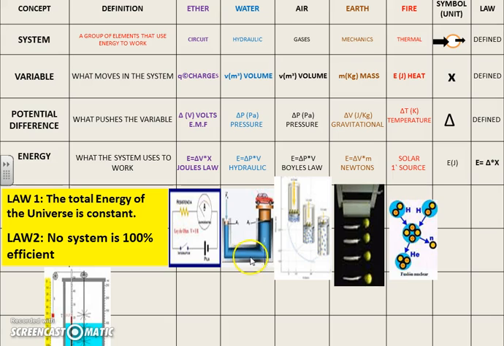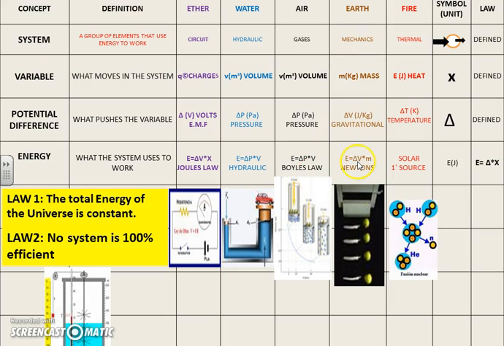There is hydraulic energy, for example, in a Pascal press, when there is a difference of pressure and a volume that is being pushed by that pressure. Hydraulic energy. Boyle's law for air: pressure times volume. Pressure times volume is the energy of a gas. You can increase the pressure and decrease the volume, or vice versa.